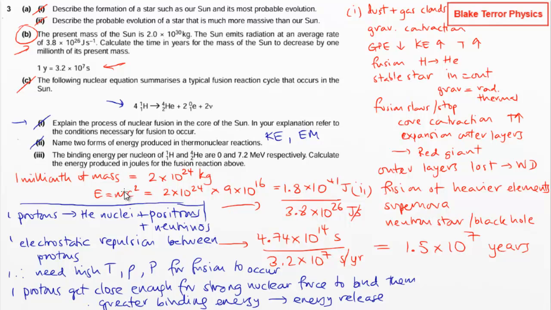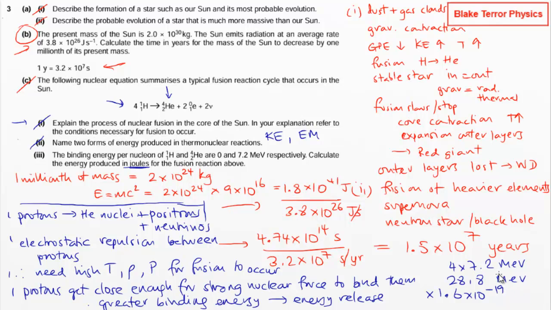Last part, the binding energy per nucleon of a proton, well, that's going to be 0 because it's not bound to anything, and of a helium nucleus are 0 and 7.2 mega electron volts. Calculate the energy produced in joules for the fusion reaction above. So we're binding 4 nucleons into this helium nucleus. So we're going to have 4 times 7.2 mega electron volts, because this is binding energy per nucleon. So that's going to be 28.8 mega electron volts. They want it in joules, so easy enough. We just have to multiply by 1.6 times 10 to the minus 19.